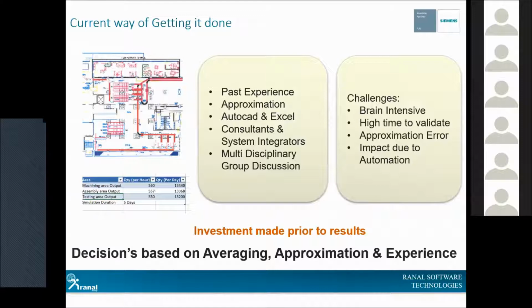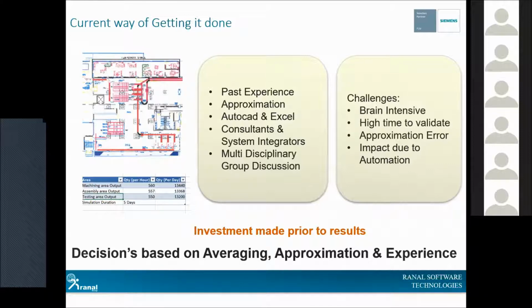Also, there would be a lot of approximation being done, because you might be assuming that the efficiency of a particular machine is going to be 95%, or the OEE is going to be at 93%. Now, what if all the machines fail at the same time? How is it going to impact is something that we will not be able to predict using solutions like AutoCAD or Excel per se.